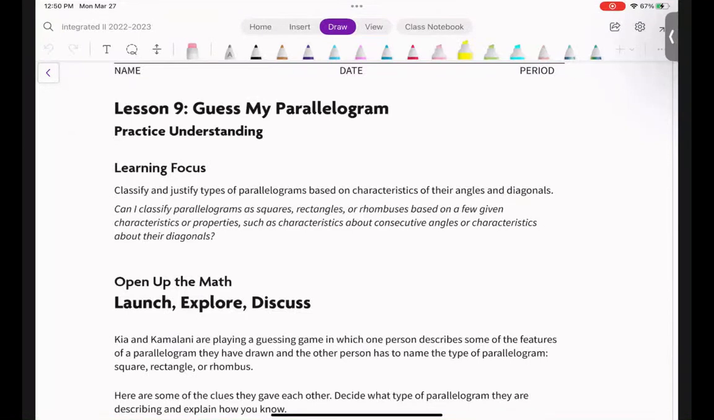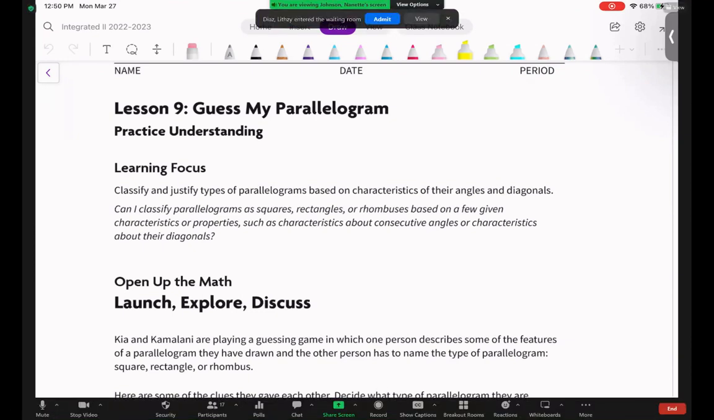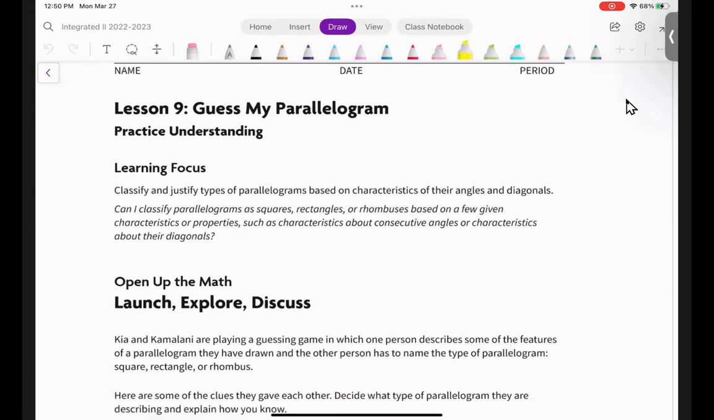Okay, so we're back and we are doing lesson 9 from chapter 5, and it says, Guess my parallelogram. This is the last section of our chapter. So we'll be going over this and making sure that you guys are ready for your test, which is on Wednesday. So it says lesson 9, Guess my parallelogram.